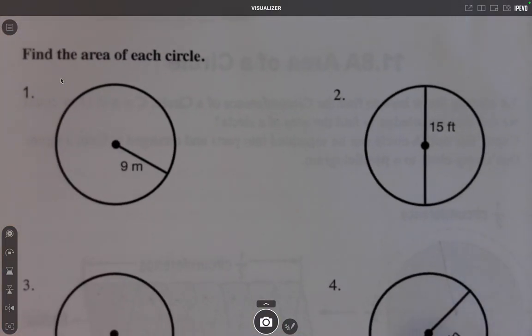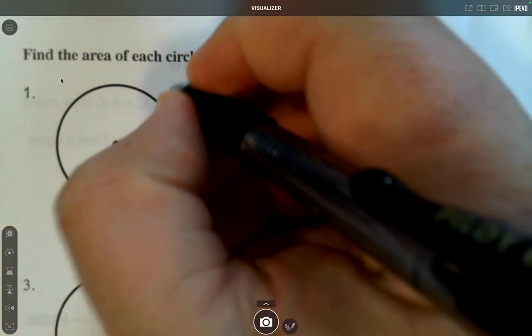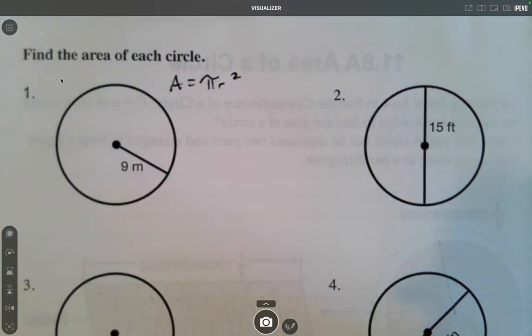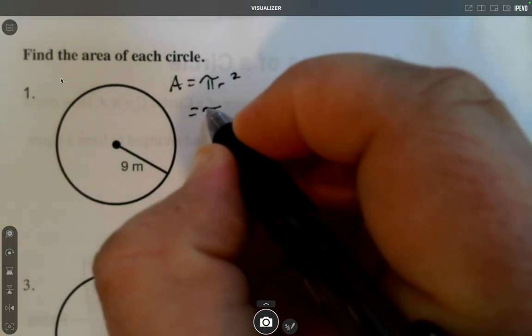Okay, so number 1 is kind. They already gave us just the radius. We know the area is pi r squared. So I plug in 9.